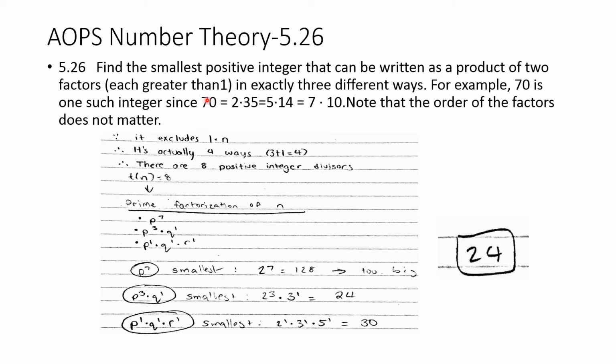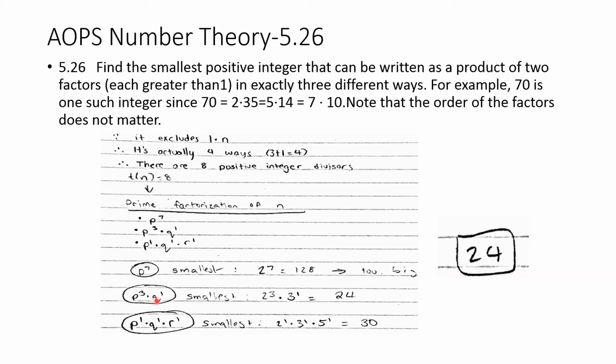So since in this example it excluded 1 times n, because there's no 1 times 70, that means it's actually 4 ways, like 4 different pairs. So that means there are 8 positive integer divisors. So T(n) is equal to 8. So the prime factorization of n could be p to the power of 7, or p to the power of 3 times q to the power of 1, or p times q times r. So p to the power of 7, the smallest is 128, which is too big.